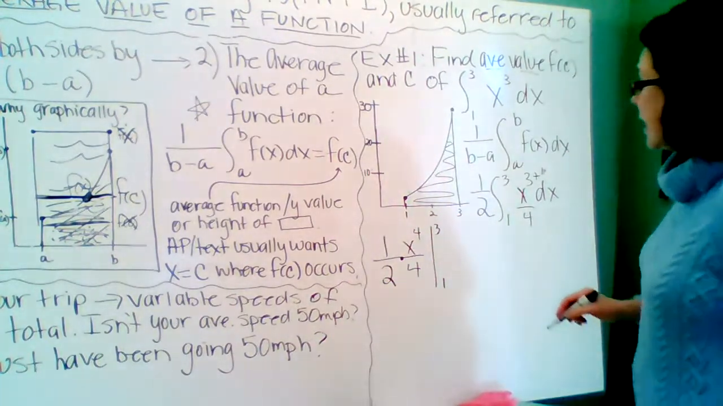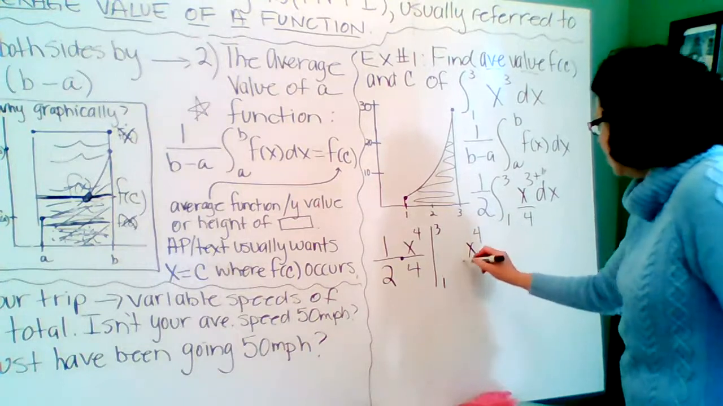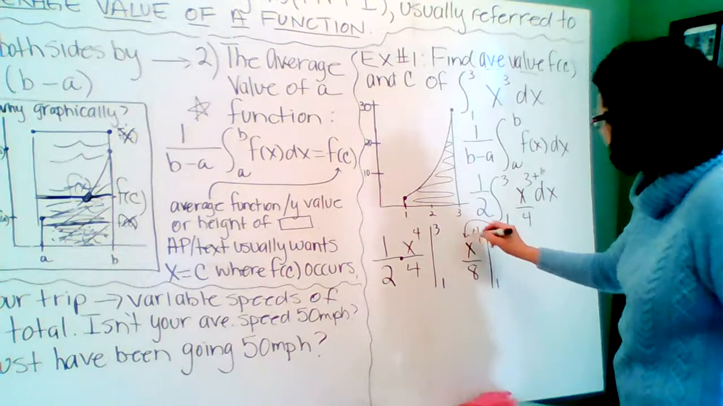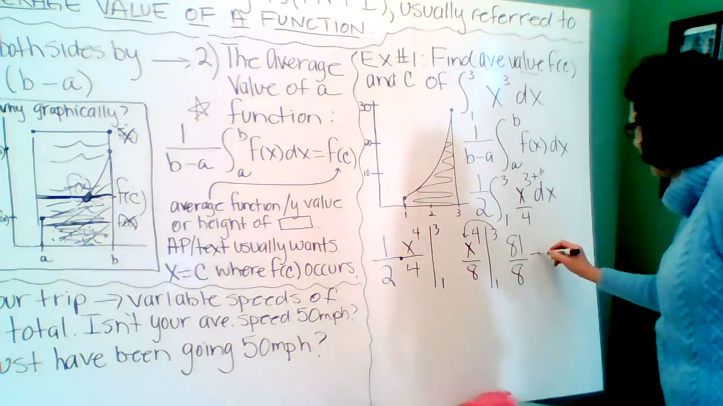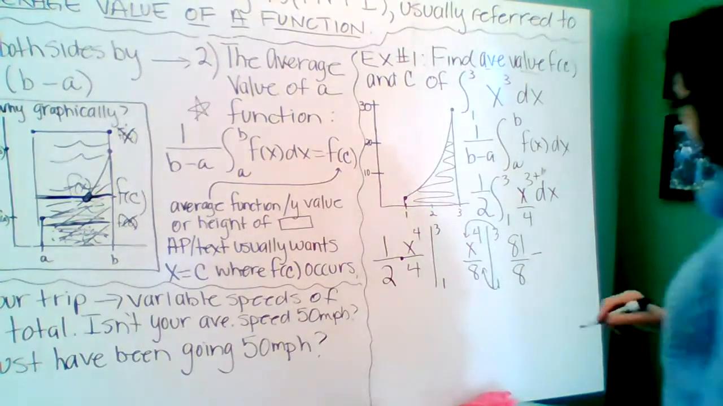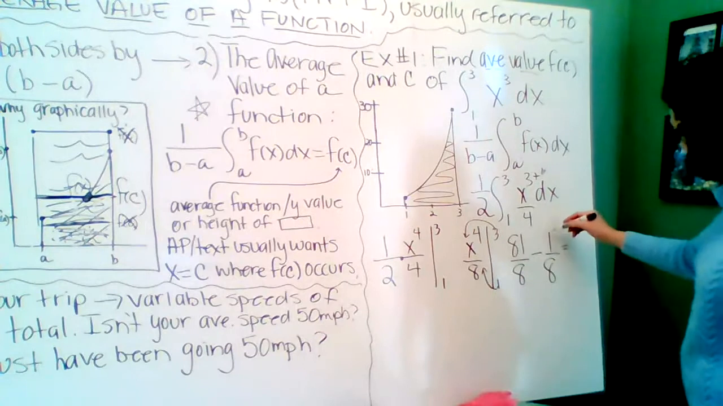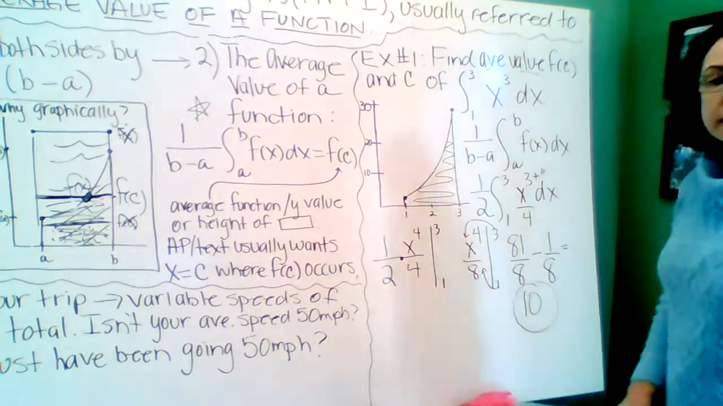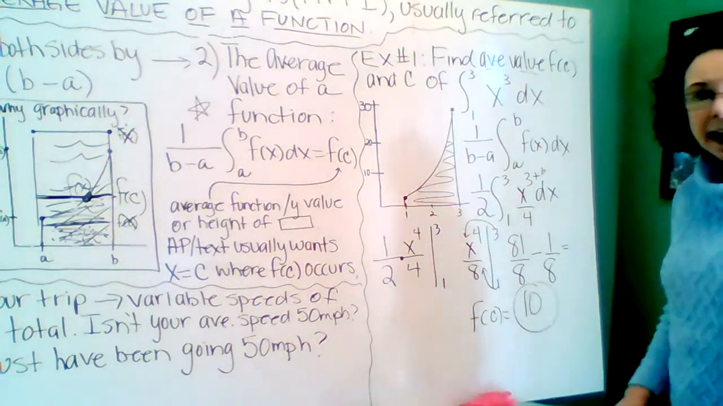Okay, so let's see. This is actually x to the 4th over 8 from 1 to 3. When we put the 3 in, that's 81/8 minus, when we put the 1 in, that's 1/8, and we get 80/8, which is 10. Okay, what does this mean? This means that f of c equals 10.